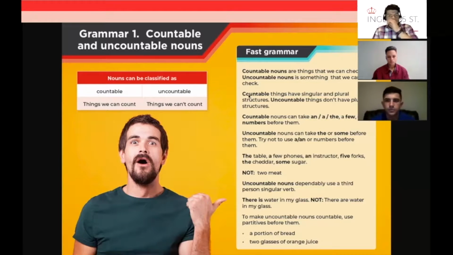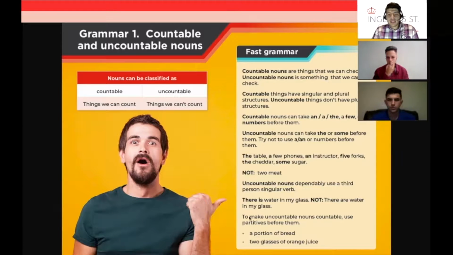Countable nouns are things that we can check. Uncountable nouns are something that we can't check. Countable things have singular and plural structures. Uncountable things don't have a plural structure. So this is what I was saying. Esto es lo que les estaba diciendo, que los countables tienen forma singular and plural, cuando los uncountables solo tienen forma singular. En un momento llegaremos bien a eso.